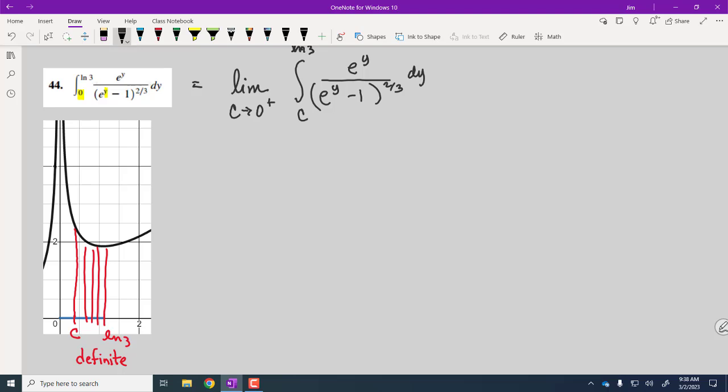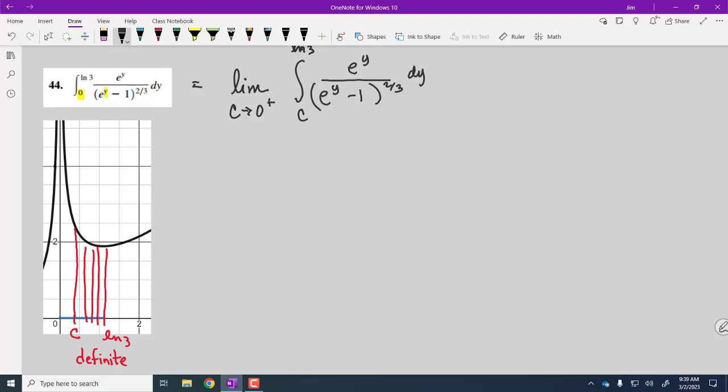Whenever we have a vertically unbounded region, we're going to approach the asymptote from within the interval. If the asymptote is to the right of the interval, we'll be approaching the asymptote from the left. If the interval is to the right of the asymptote, then we're going to approach the asymptote from the right-hand side. So we're approaching 0 from the right. If the asymptote was over here, we'd approach it from the left side.